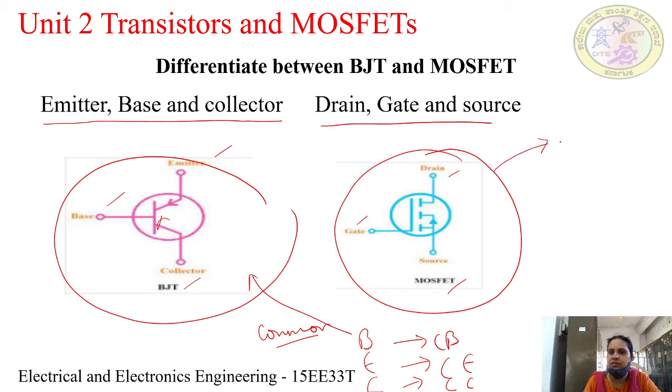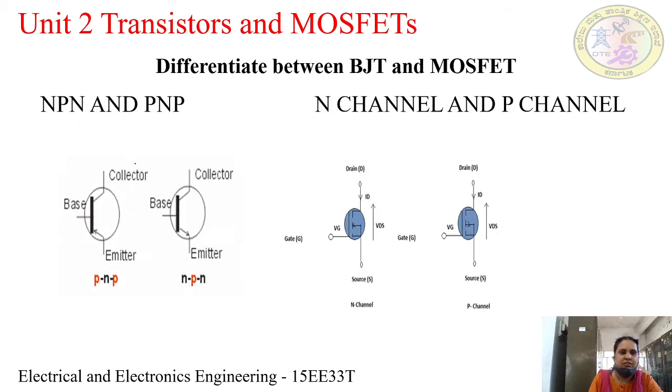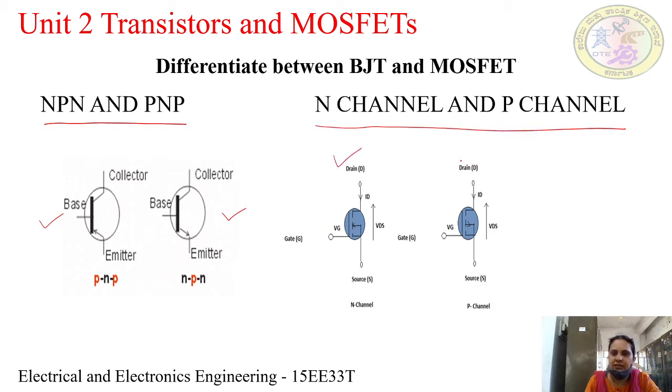If you look at the MOS configurations, we have common gate, common source and common drain configurations. Depending on our application, commonly we will be using common source amplifiers in case of the MOSFET and common emitter amplifiers in case of the BJT. Regarding the types, we already discussed it, so I am just mentioning it: the types of transistors in BJTs are PNP and NPN devices, and the types in MOSFETs are the N-channel MOSFET and the P-channel MOSFET.